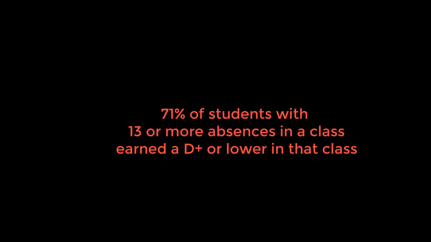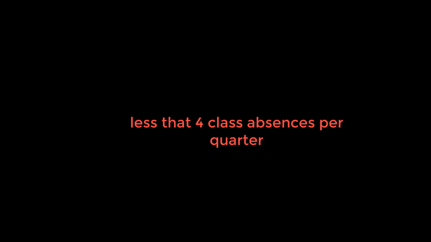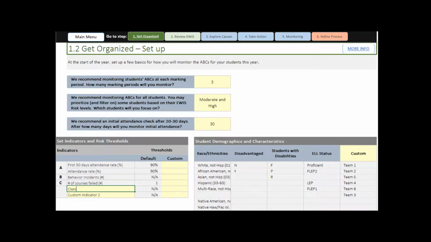We have an attendance policy. Separate from that, we were interested in actually the number of class absences. In the last 2 ninth grade cohorts, we found, for example, 71% of students who had 13 or more absences in a class earned a D+ or lower in that class. So that's about less than 4 absences per quarter. Communicating that to students and to teachers, we're hopeful that that knowledge will be powerful. Starting the conversation there, we're hopeful that will lead to more structured interventions.